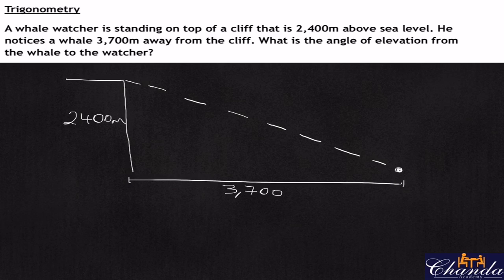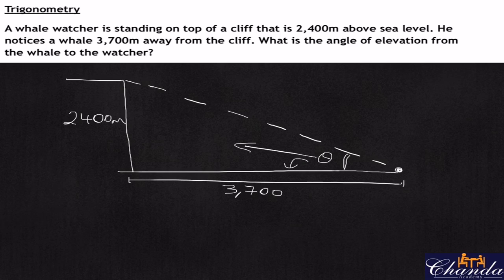Okay. Now it says, what is the angle of elevation from the whale to the watcher? Okay. And that's the angle that we're looking for right there. Because as we know, angle of elevation is simply when you're looking up at something. So the angle that your line of vision makes with the horizontal is the angle of elevation. Okay, so let's call that angle theta. So we have, again, looking at the opposite, and we have the adjacent here.